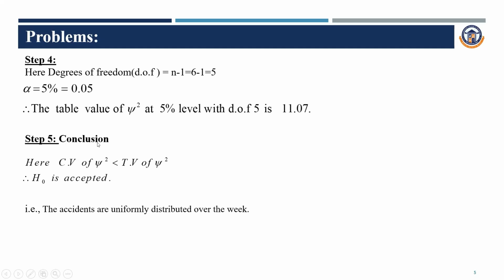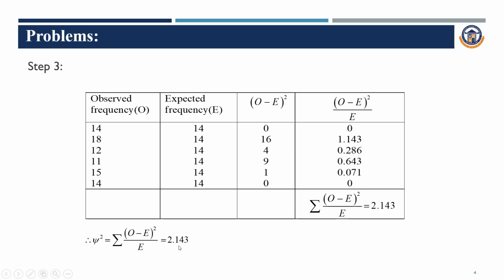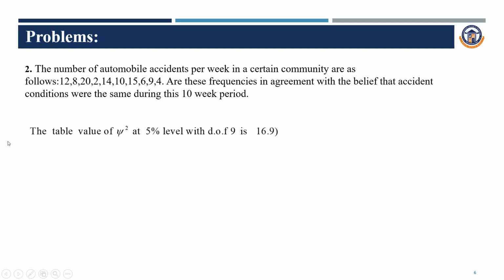Step 5, conclusion. Here, the calculated value of chi-square is 2.143, which is obviously less than 11.07. Since the calculated value is less than the table value of chi-square, H0 is accepted. That is, the accidents are uniformly distributed over the week. The second problem is the same type. Do it yourself.